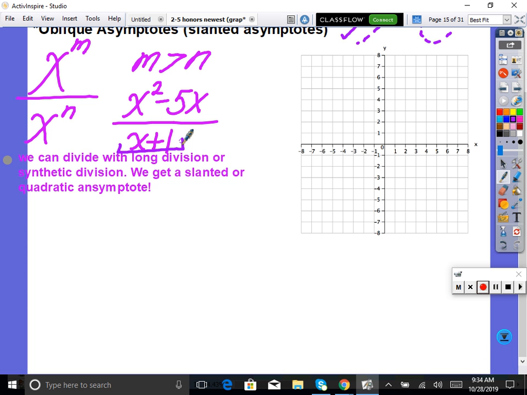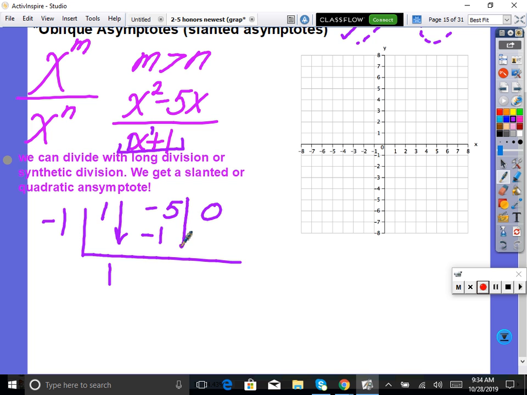So can't we use synthetic division? If you have a coefficient of 1 and a degree of 1, you can use synthetic. So I'm going to use synthetic, -1. I put a 1, then a -5, then a 0. So now add straight down, multiply up, add straight down, multiply up, add straight down.